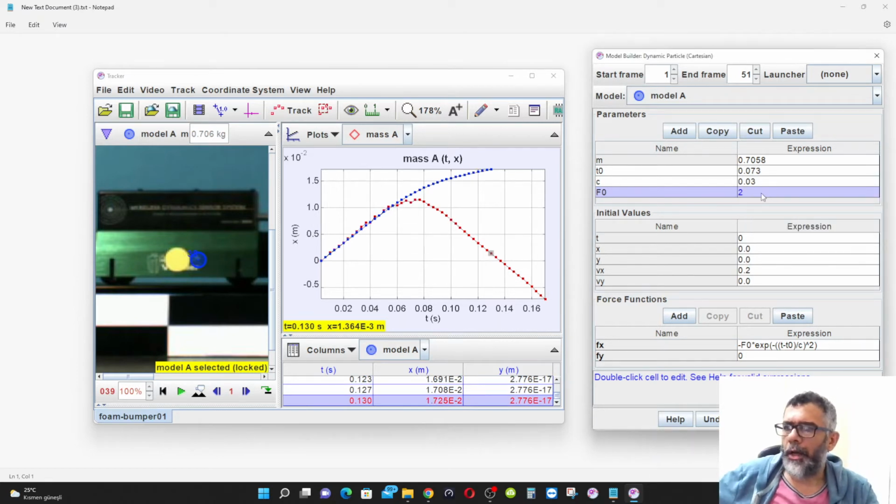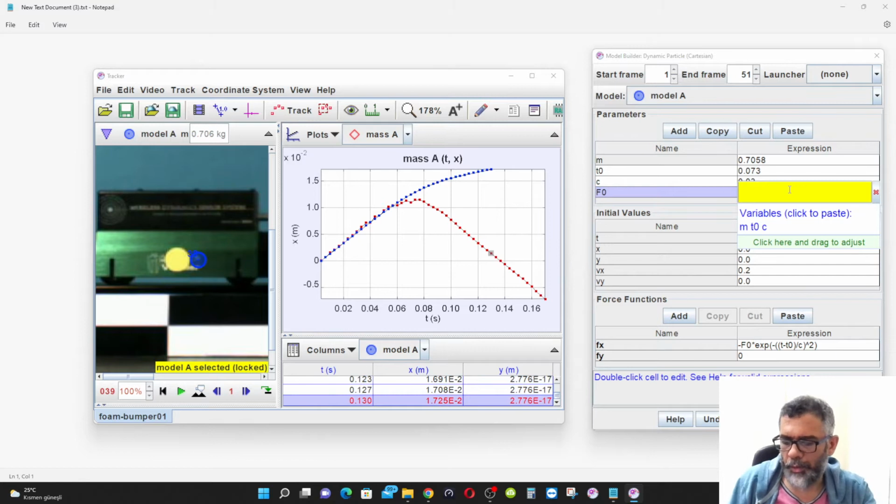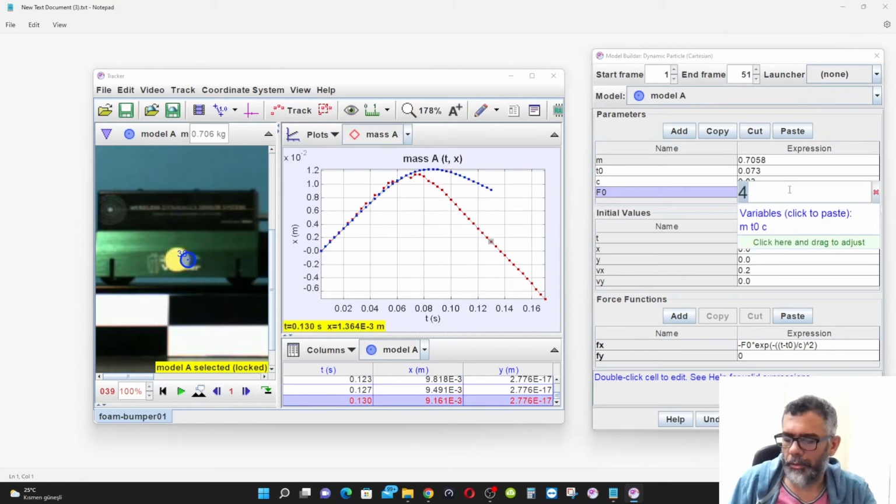Okay, so now you see whenever I put some non-zero value for the force, you see what happens to the model's data. The model's data is just a little changed now, but this change is not enough because it's not going back. So maybe we should increase this to 4 or maybe 5.